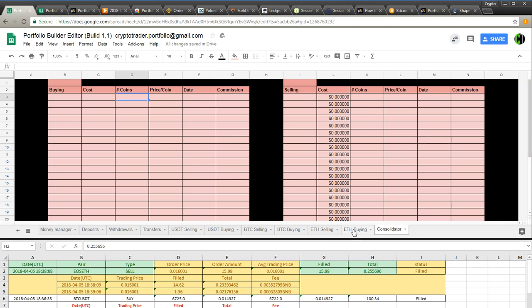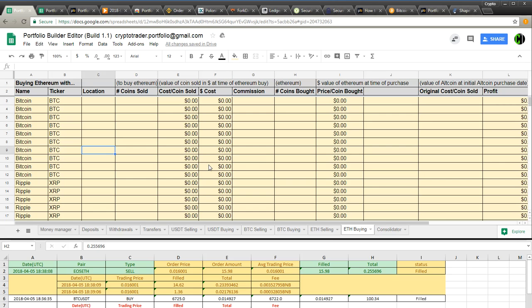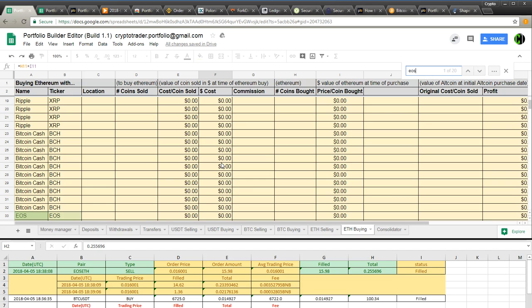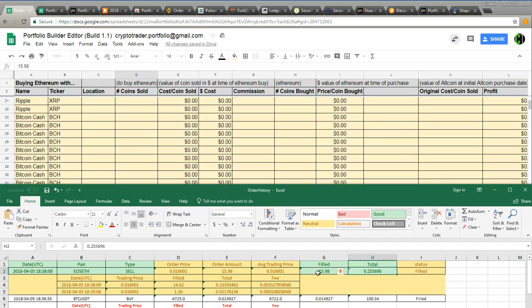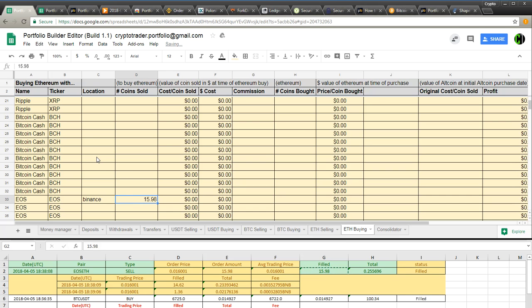It's Ethereum buying. So I'll hit Control F, type in EOS. It brings me down to this currency pair. I'll hit the X button, and now I can type in the location. This was at Binance for this example. The number of coins sold was 15.98. Now I could copy this number in, but be careful. Here's a quick tip. If you paste it, it will change the color. If you don't like that, paste it up here.